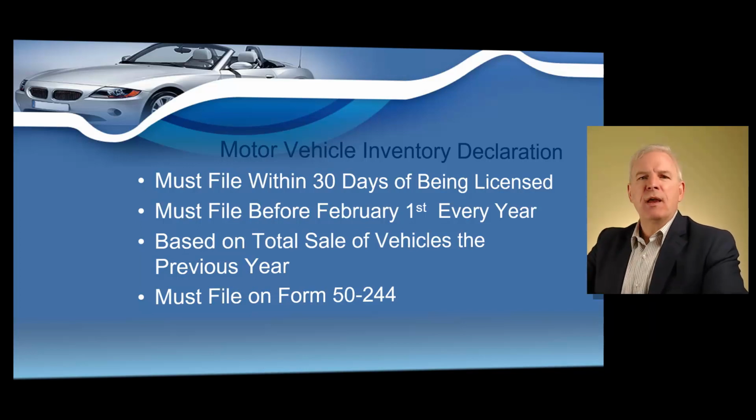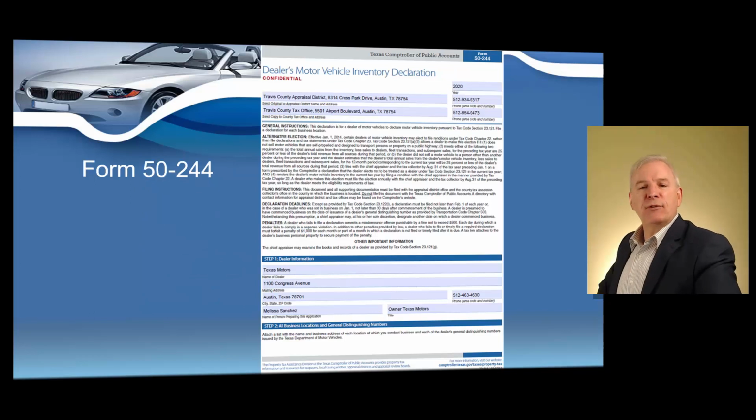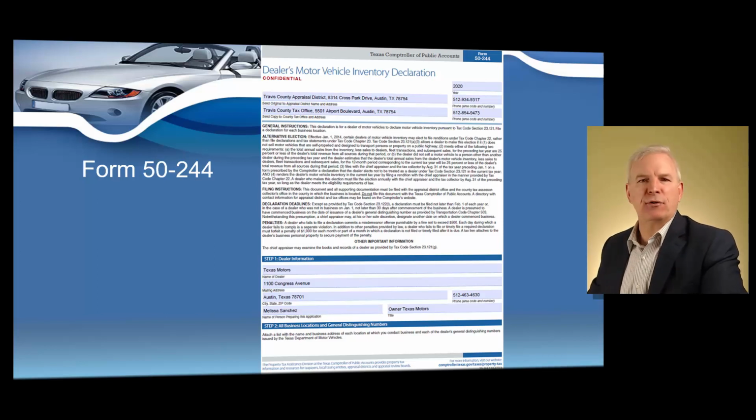So let me show you this. The following form is Form 50-244, and this is an example I'm going to show you here. This is your dealer's motor vehicle inventory declaration. With this, let's just assume that we sold 50 vehicles during that year, and they sold for $5,000 each. It's also going to assume that you sold 10 vehicles to other dealers for $2,500. We're going to make this really easy on this first form. And let's assume that the dealer had no fleet sales, which I'm going to explain in a second.